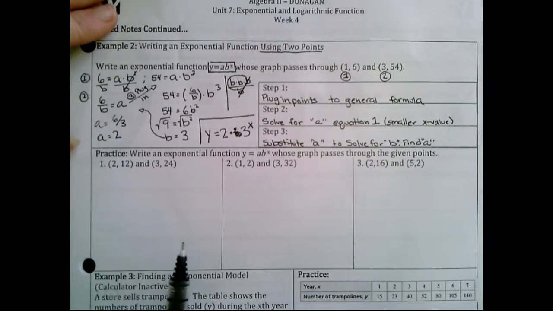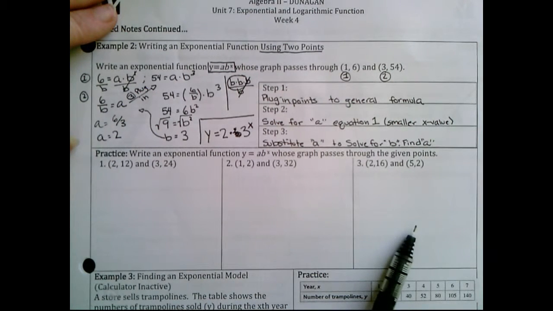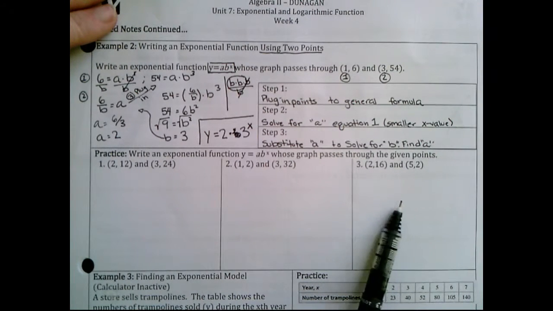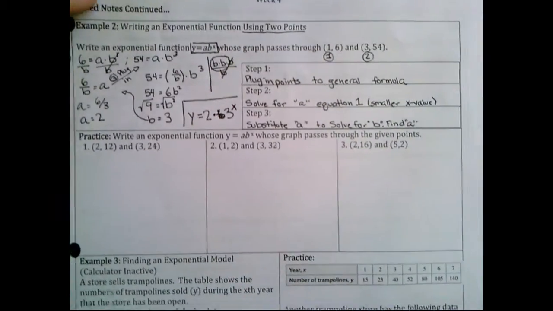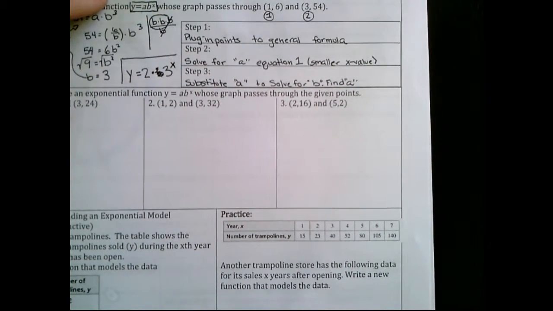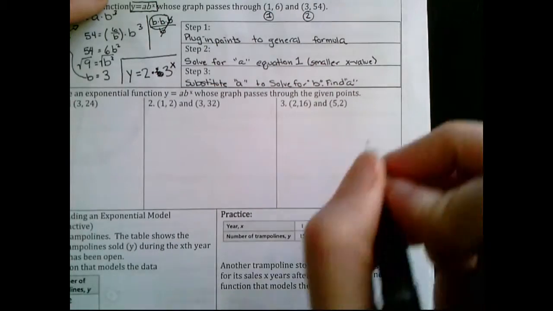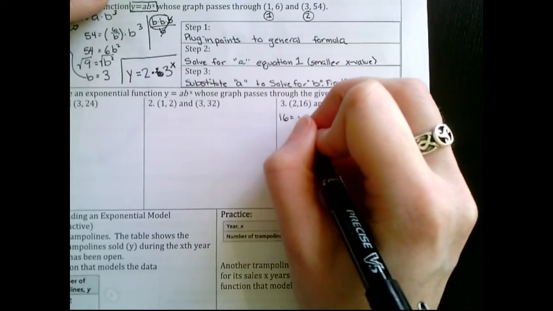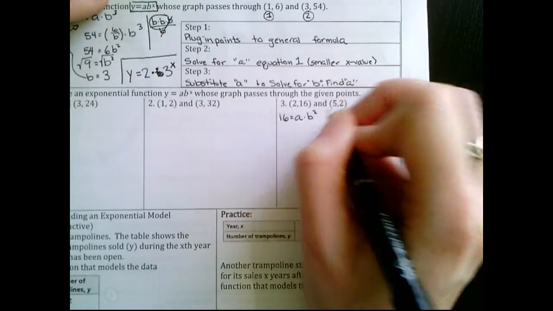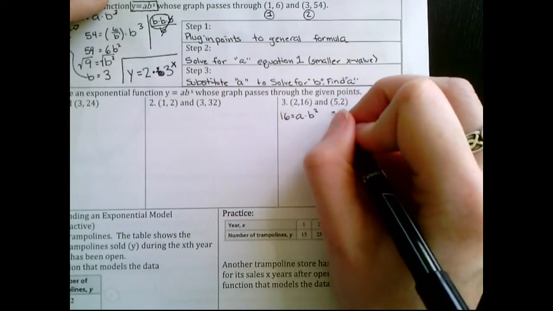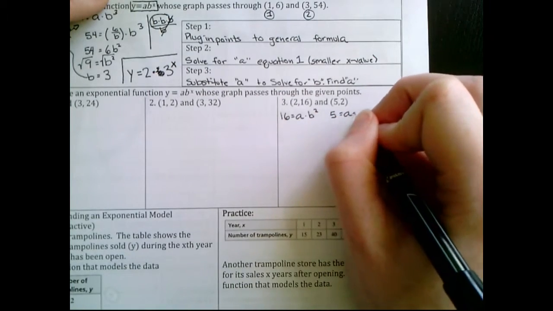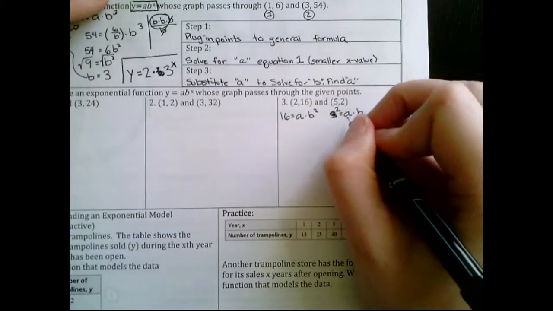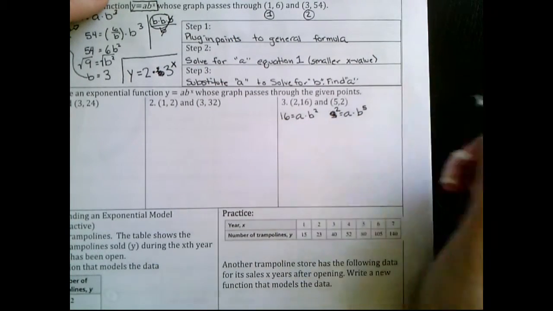So at this point, if you haven't yet, I recommend going through and trying these practices. I did question 1 in class, so I'm actually going to go through 3 in the video here. So here we have (2, 16) and (5, 12). So I'm going to make that first equation. I'm going to have 16 is equal to a times b squared. And my second equation will look like 2 is equal to a times b to the 5th.